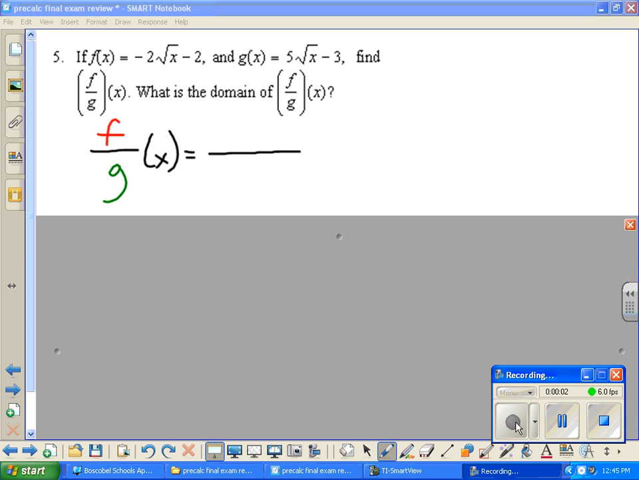Question number 5 on the pre-calc final exam. I give you two functions and I ask you to find a new function, function f divided by function g. And I also ask you to find the domain of this new function.